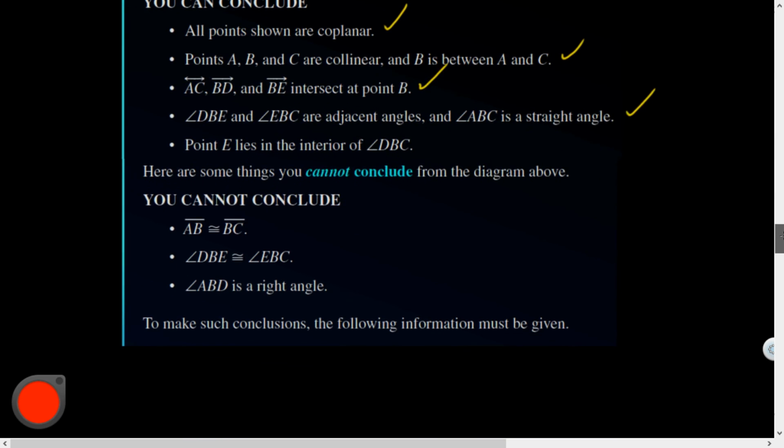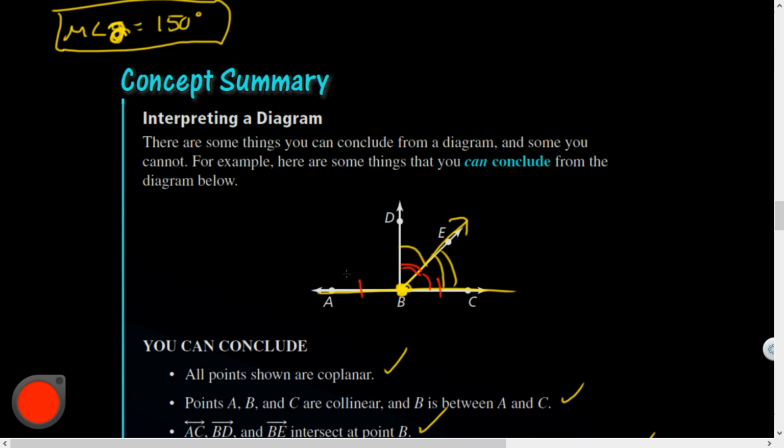I cannot conclude that ABD is a right angle. This, I think, is going to be super frustrating to you guys. You'll want to be like, that's a right angle. It looks like a right angle. You could even take a protractor and measure it, and it looks like a right angle, but we cannot assume that based off of the sketch unless someone labeled it as a right angle or gave you the fact that it was a right angle. All right? So there we go.